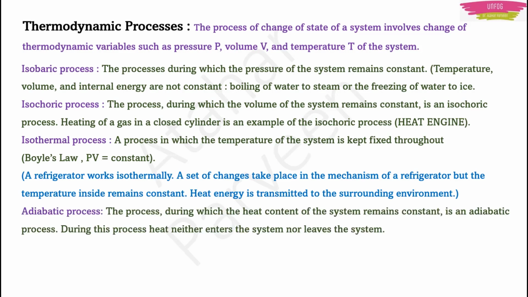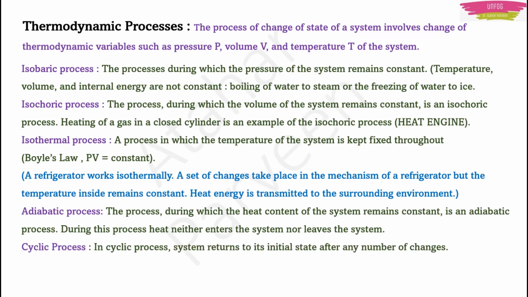Next is the adiabatic process. In adiabatic process, the heat content of the system will remain constant. Remember, in isothermal process, thermal means temperature, and in adiabatic, heat. In isothermal, temperature was constant; in adiabatic, heat will be constant. During this process, heat will neither enter the system nor leave the system.